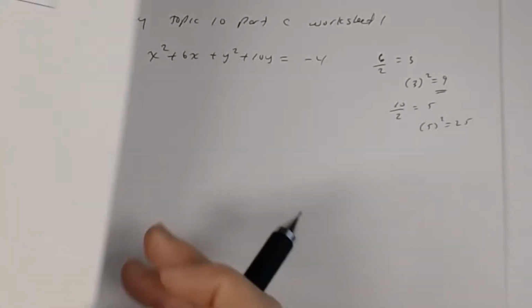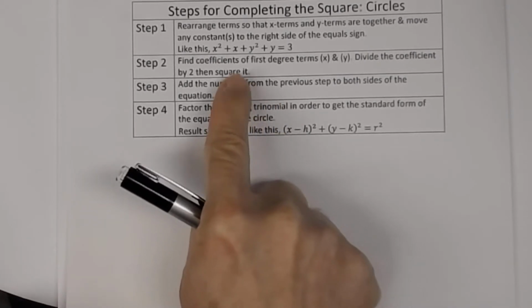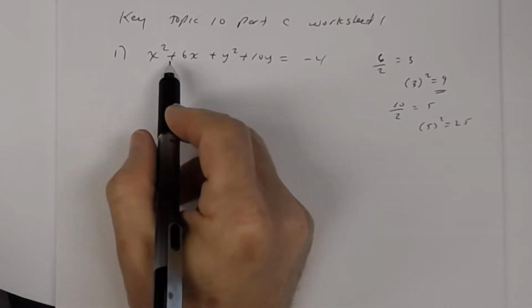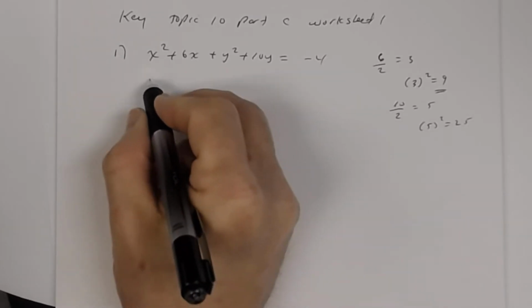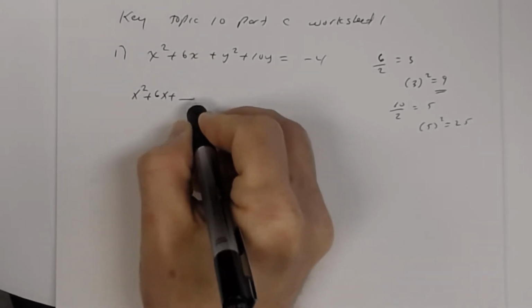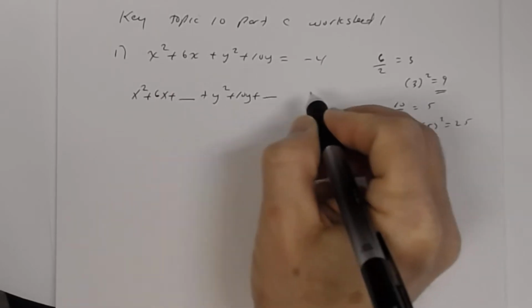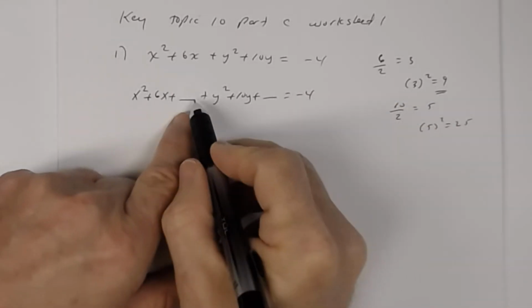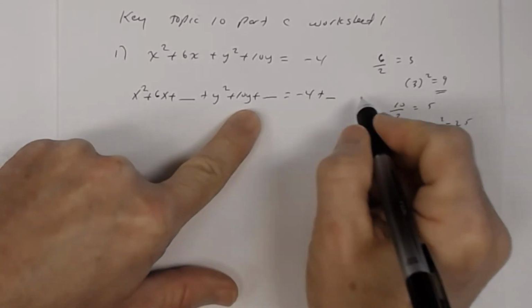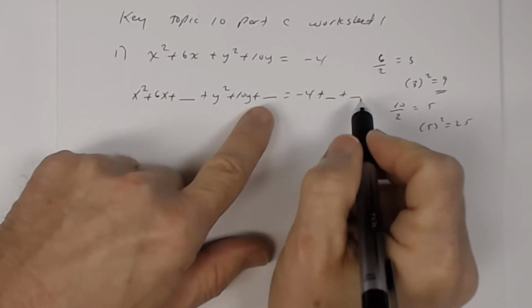Now, once you do that, here's the idea. You're going to add those numbers from step 2 to both sides of the equation. Since step 1 has already been done, I would write x squared plus 6x plus some number, plus y squared plus 10y plus some number, equals -4. If you add something on the left, you have to add it to the other side as well. What you do to one side, you do to the other.